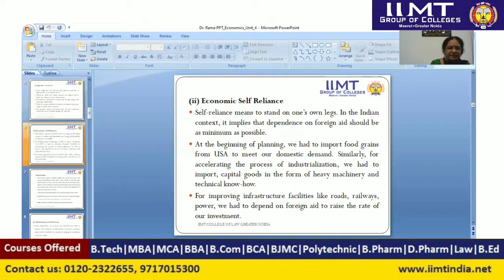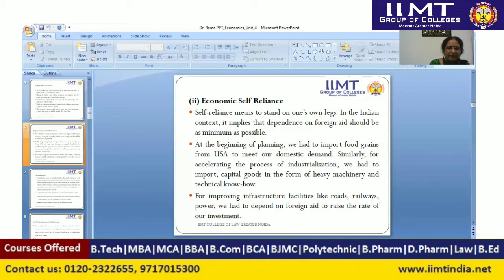Next is economic self-reliance. Self-reliance means to stand on one's own legs. In the Indian context, it implies that dependence on foreign aid should be as minimum as possible. At the beginning of planning, we had to import food grains from the USA to meet our domestic demand. Similarly, for accelerating the process of industrialization, we had to import capital goods in the form of heavy machinery and technical know-how.